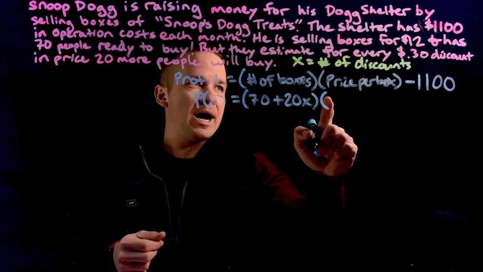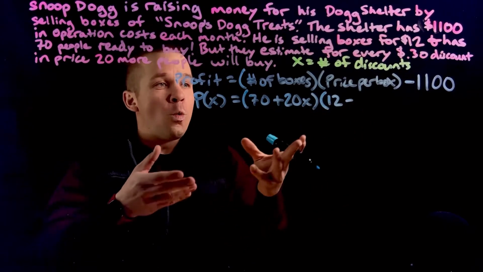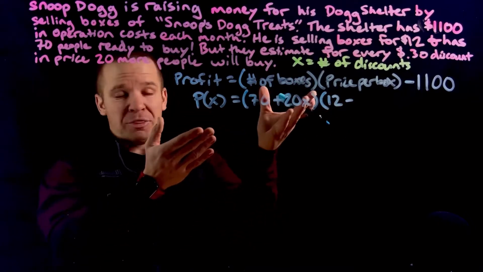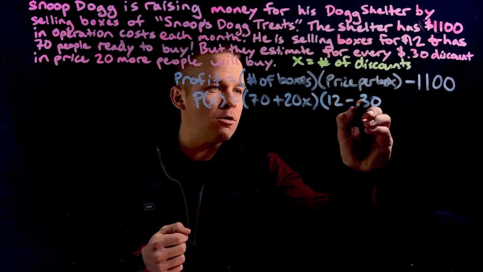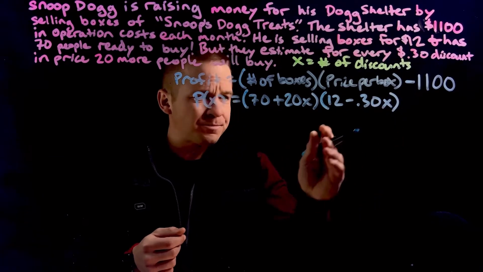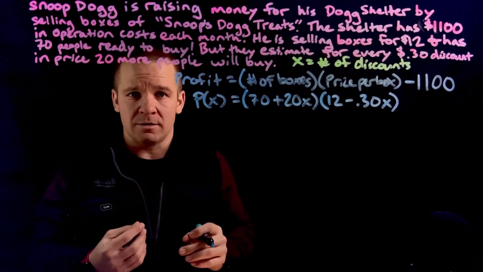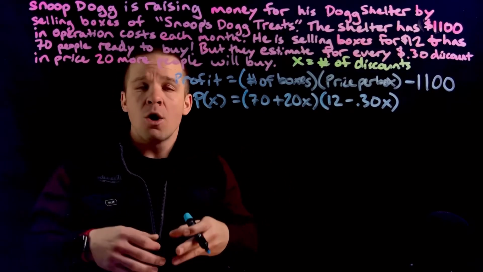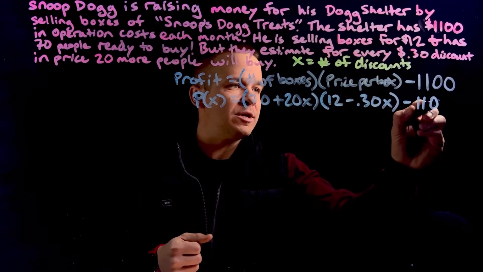Now, my price per box is $12, but it's going to change when I subtract 30 cents, or 30 cents twice. So 0.30 or just 0.3x. So I would have $11.70 with one discount, $11.40 with two discounts, so on and so forth. And the 1,100 is still going to stay 1,100.